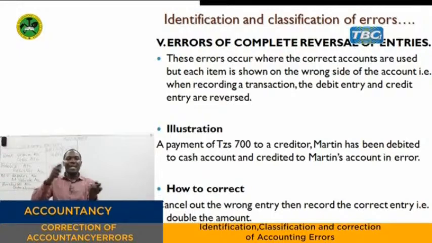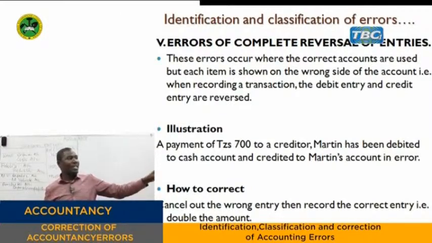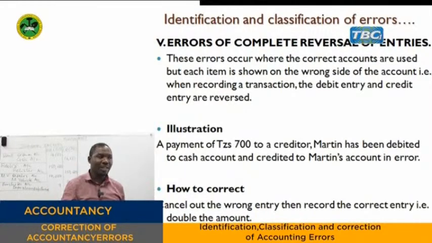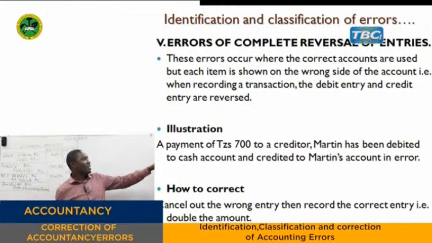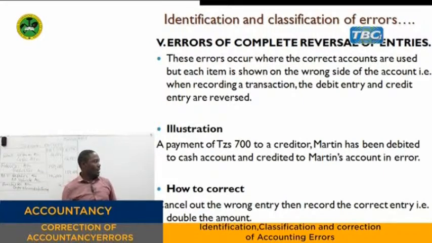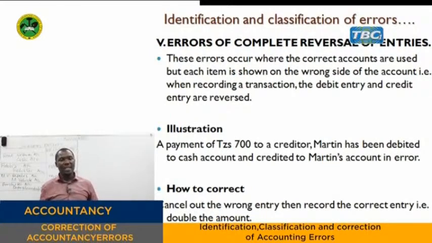So if you reverse the transaction, maybe let's say it was a cash payment for an expense, instead of debiting the expenditure account and crediting the cash account, you record it vice versa. You debit the cash account and you credit the expenditure account. That will be an error, constituting errors of complete reversal of entry. So how to correct this? Because you reversed the transaction, you need to cancel out the wrong entry and then record the correct entry. Basically, you double the amount. The first entry will be a correcting entry, and the second entry will recognize the correct entry.